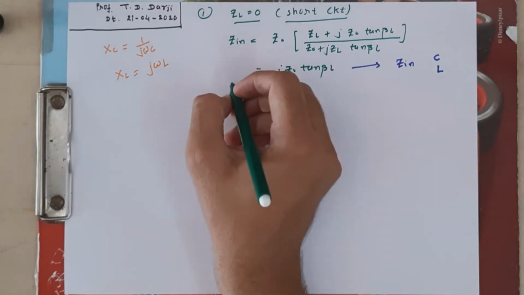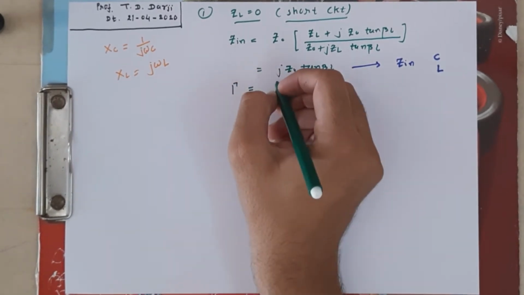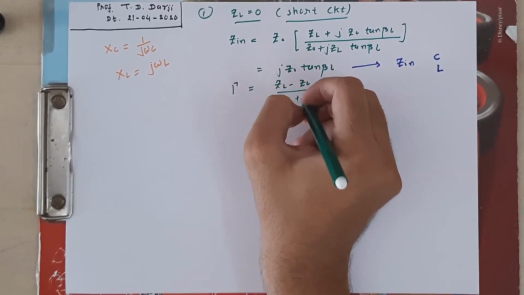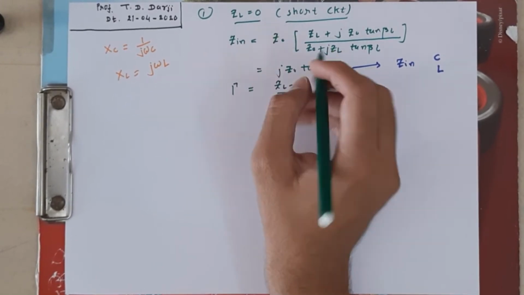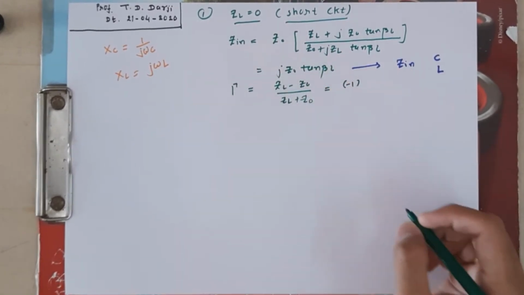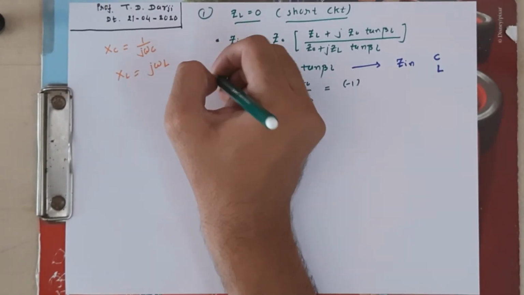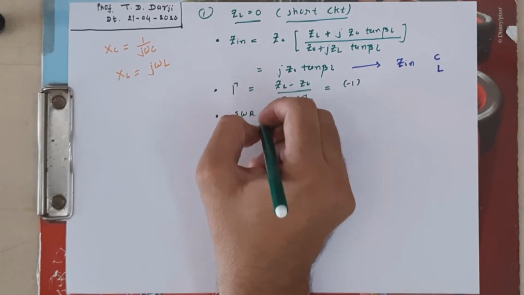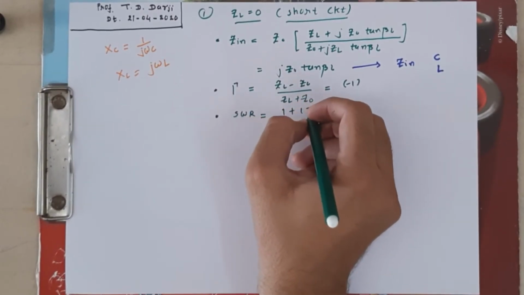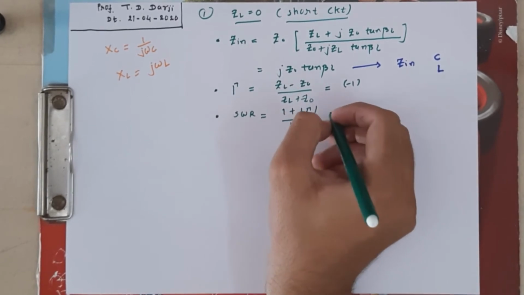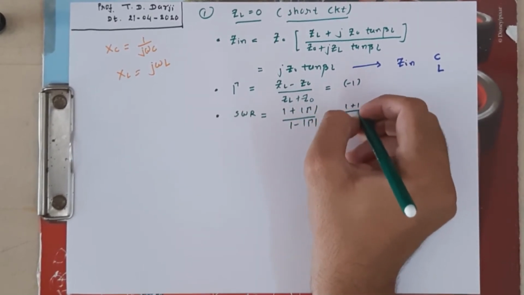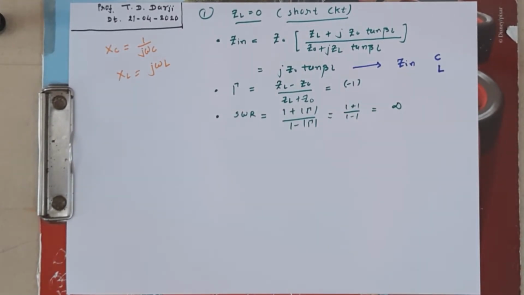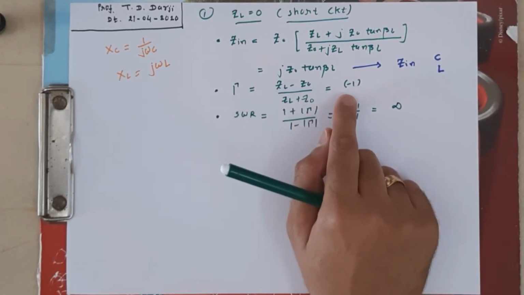Now what is the reflection coefficient in this case? The equation is tau equals (ZL minus Z0) upon (ZL plus Z0). The value of ZL is 0, so the reflection coefficient is minus 1. And what is the voltage standing wave ratio? SWR is (1 plus mod of tau) upon (1 minus mod of tau), so it is (1 plus 1) upon (1 minus 1), which is infinity. So the value of SWR is infinity, and the reflection coefficient value is negative.